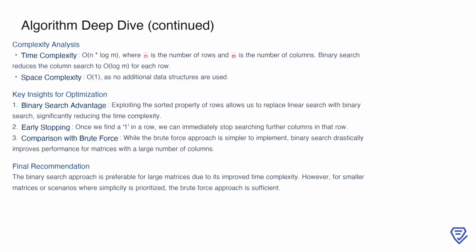The key insights here are that binary search efficiently exploits the sorted nature of the rows, allowing us to minimize the number of elements we need to check. Additionally, we can stop searching further columns in a row as soon as we find a 1, saving even more time. Compared to the brute force approach, binary search is far more efficient for large matrices, although the brute force method is simpler to implement and works well for smaller matrices. Ultimately, the binary search approach is recommended for scenarios where performance is critical, while the brute force approach can be a good choice when simplicity is prioritized.